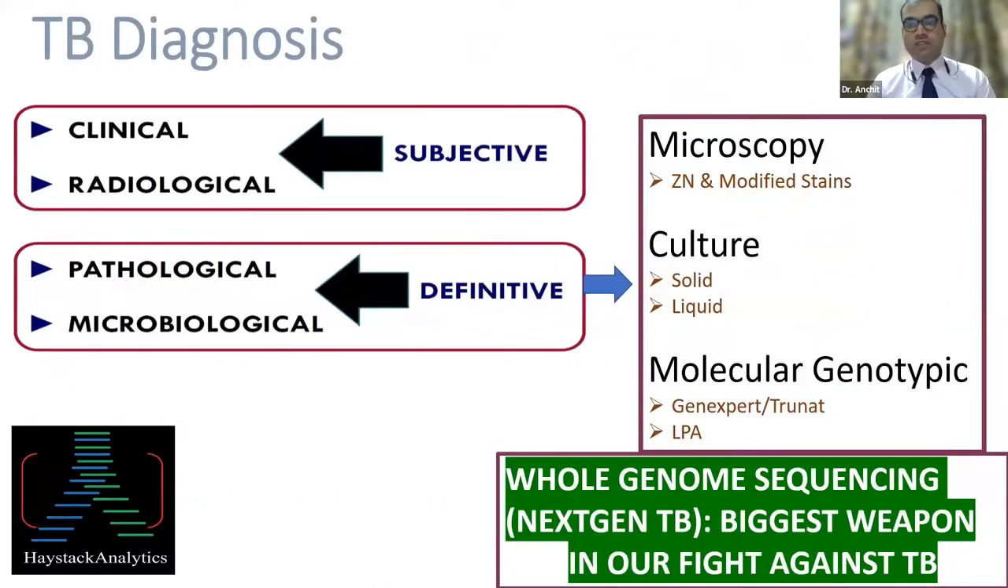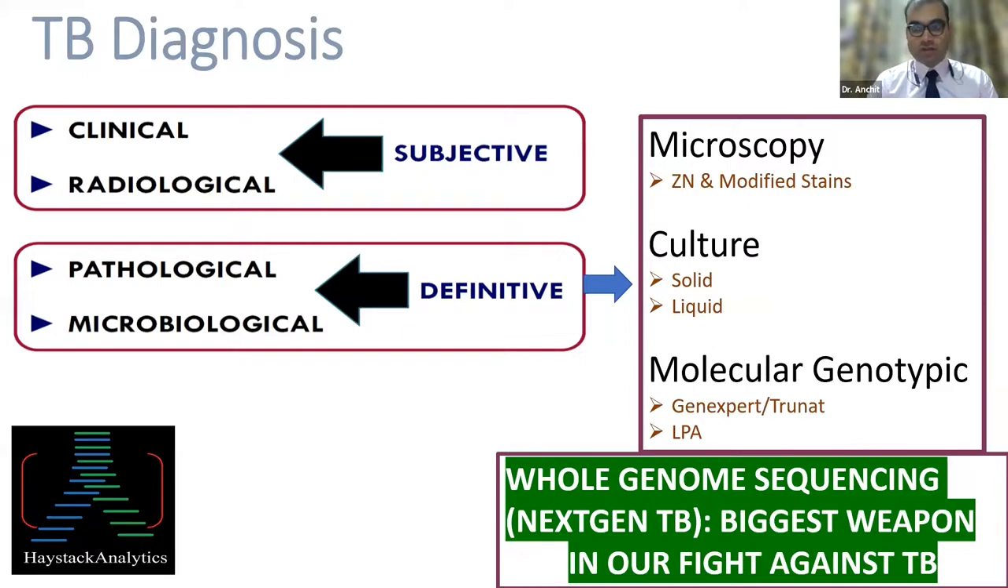And this makes our task a little bit difficult, because we as physicians rely on two methods for TB diagnosis. Number one, the subjective methods, that is the clinical and radiological signs and symptoms of tuberculosis, as well as the radiological picture. The other modality is the definitive one, that is the pathological and microbiological correlation. So when we are dealing with TB patients, it is very important for us to have some kind of microbiological or pathological correlation before we try to set an appropriate TB regimen.